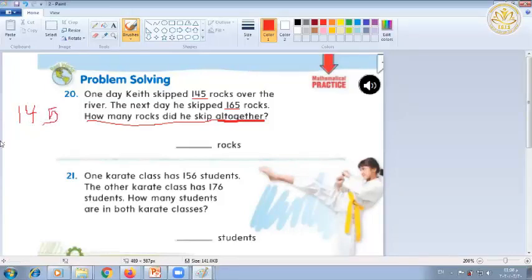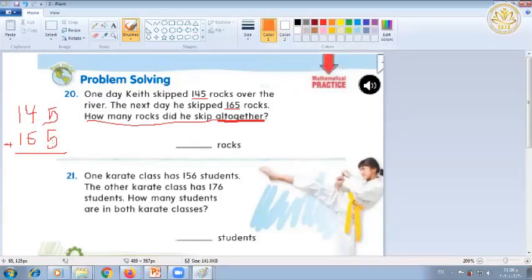145 plus 165. The ones with the ones, the tens with the tens, the hundreds with the hundreds. And this is plus. Okay. Let's choose another color for the answers.